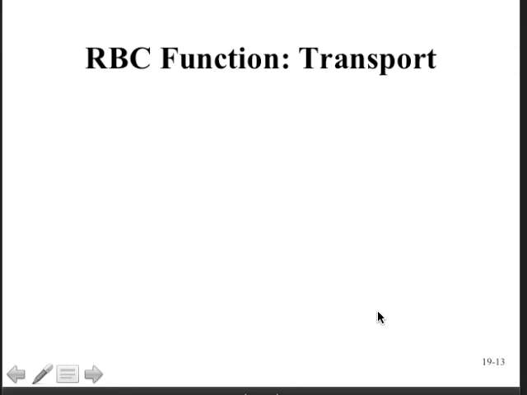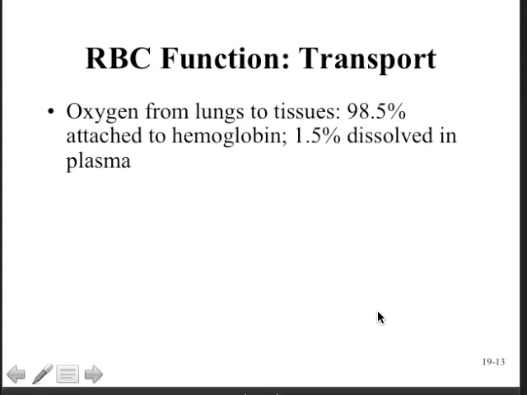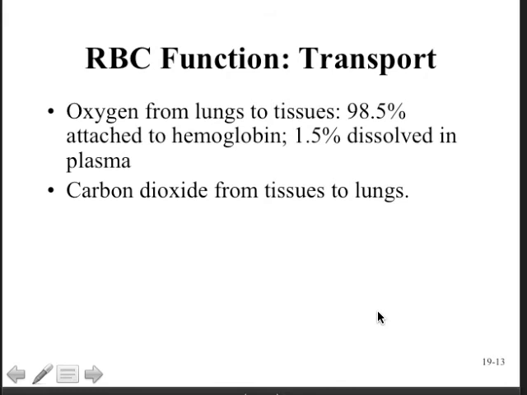Because they lack a nucleus, they lack biosynthetic capability, and they can only make a couple of trips on average around the circulatory system before they have to be recycled and those breakdown products reused to make new red blood cells. Their main function is transport. They take oxygen from the lungs to the tissues. 98.5% of this is attached to the hemoglobin in the RBCs, and a little under 2% is dissolved in the plasma. It also takes carbon dioxide from the tissues to the lungs.